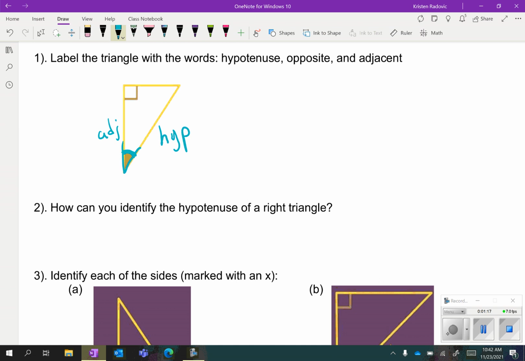Opposite is pretty self-explanatory. It's on the opposite, the other side of the angle you're looking at. So if this is the angle you're looking at, the other side of the triangle would be your opposite.